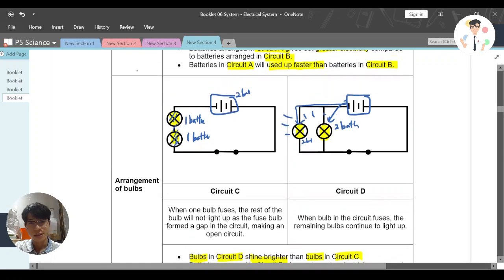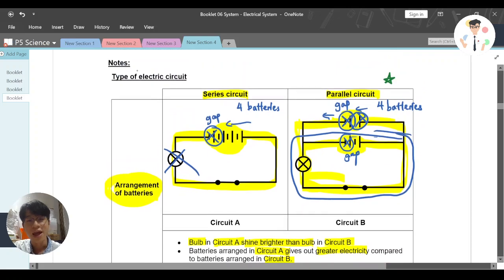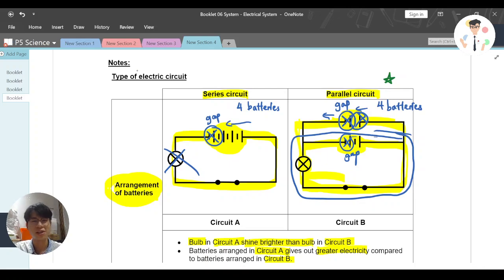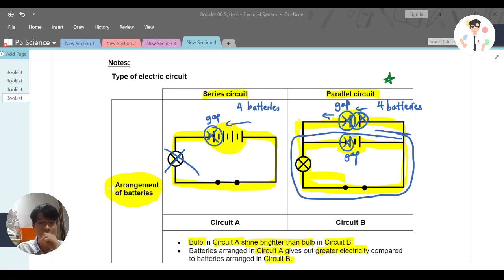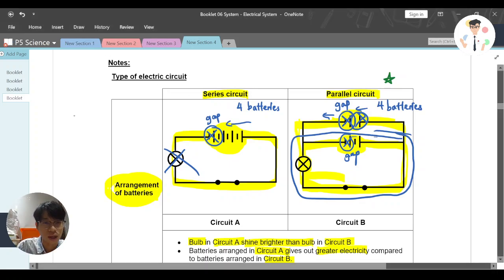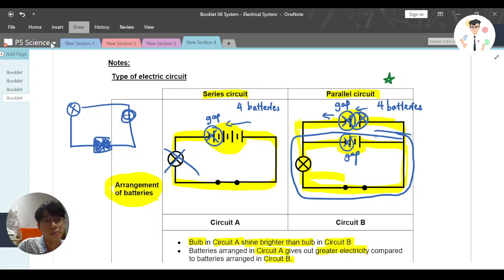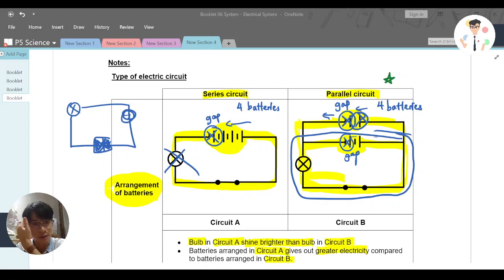So I think that's the idea for this series circuit and parallel circuit. But again, there are still many things more to learn from this, especially there are many tricky questions to be discussed later on. Anyway, I hope you at least get some of the basic idea here. You must always remember that in order for a bulb to light up, everything must nicely form a closed circuit basically. If at any point something is wrong, then the bulbs will not light up. So that's the basic idea for this electric circuit.